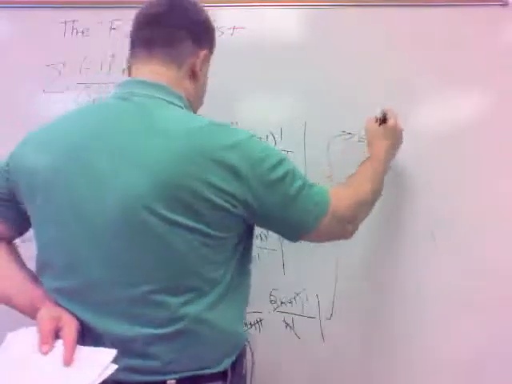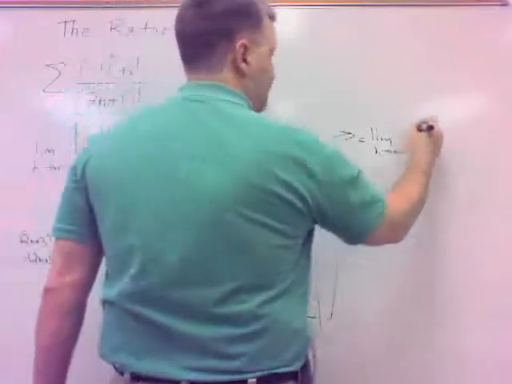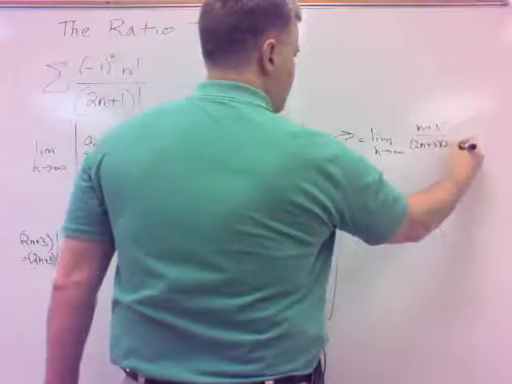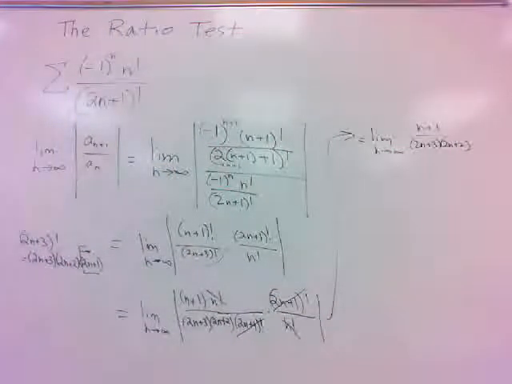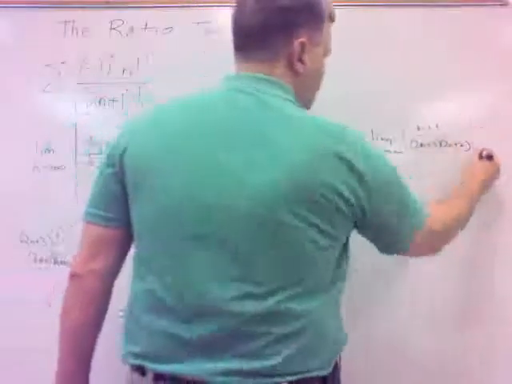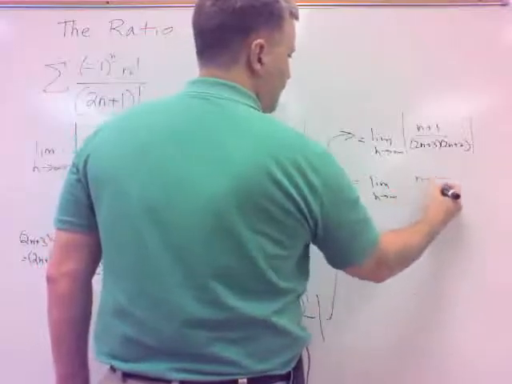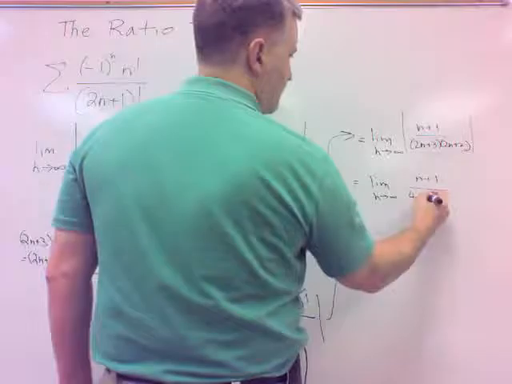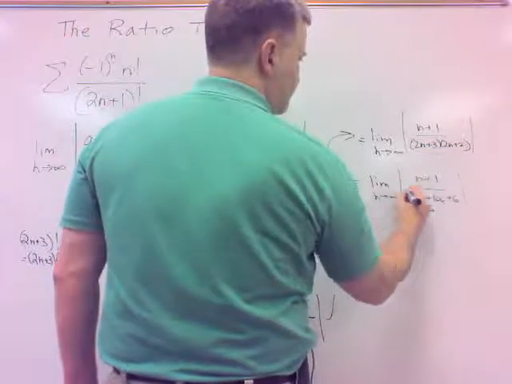So we wind up with the limit as n goes to infinity of n plus 1 over 2n plus 3 times 2n plus 2. And I guess to get the full effect of what's happening here, go ahead and multiply your denominator out. That would be 4n squared, 4n and 6n, that'd be 10n plus 6, I believe.